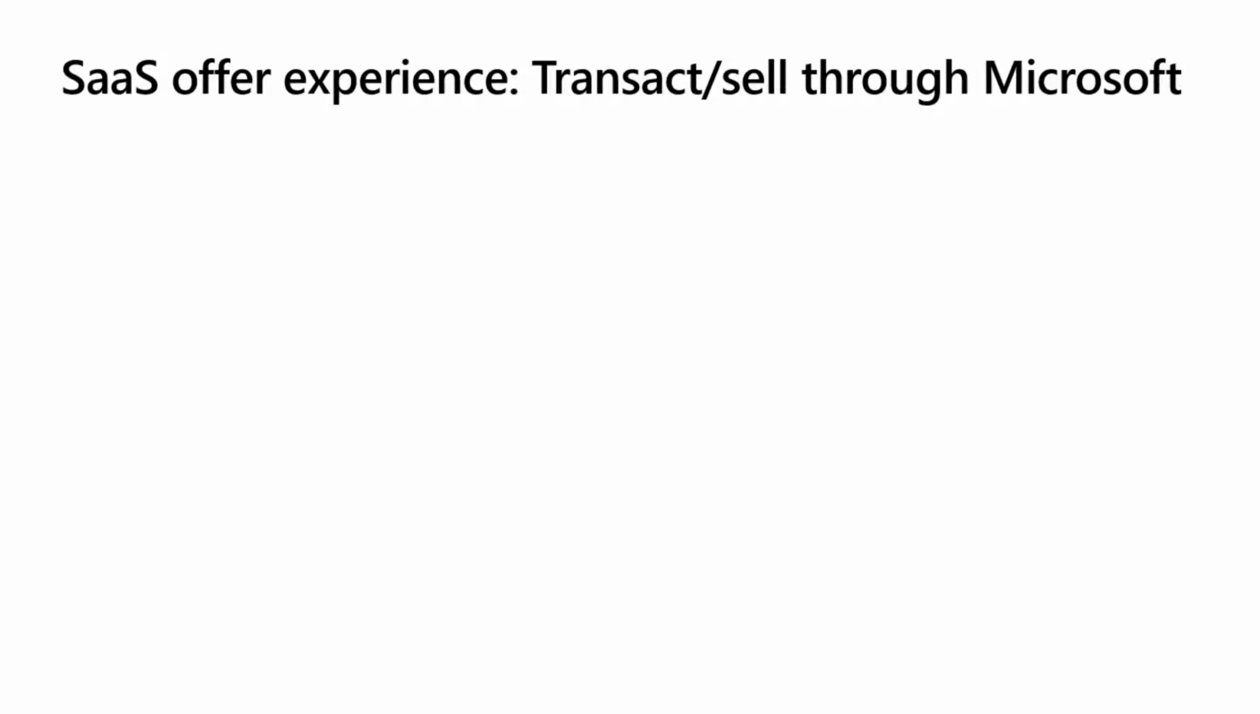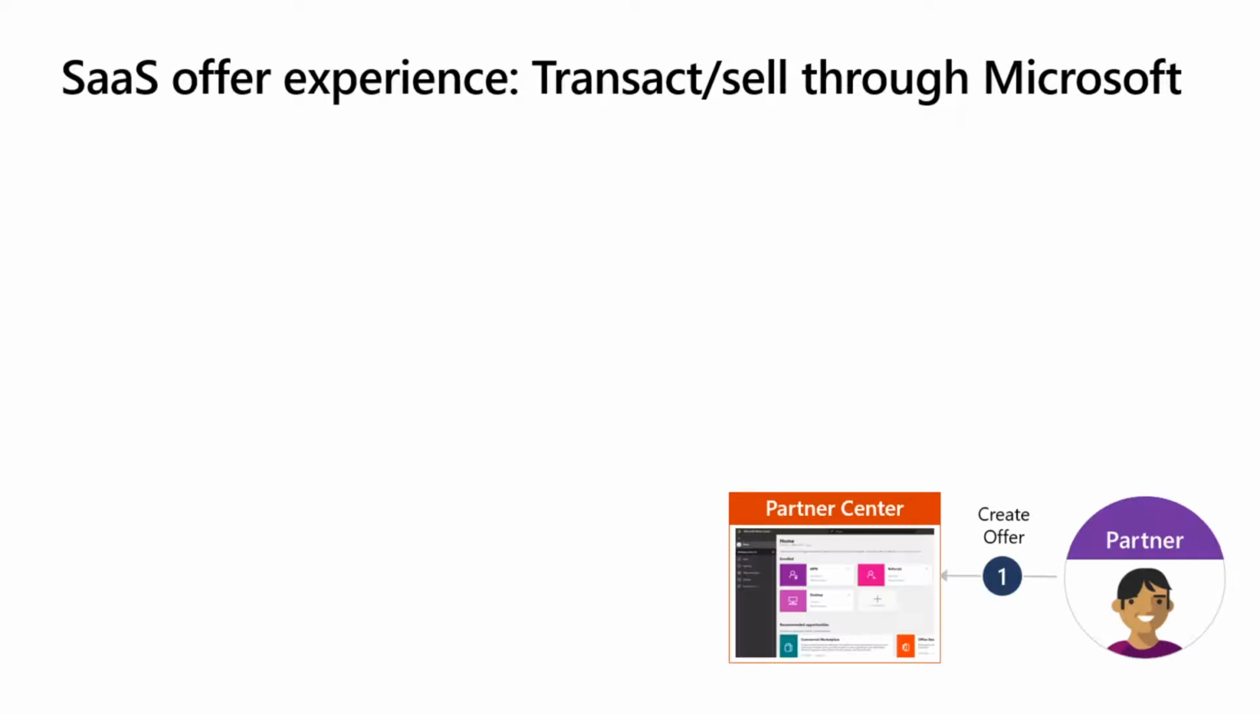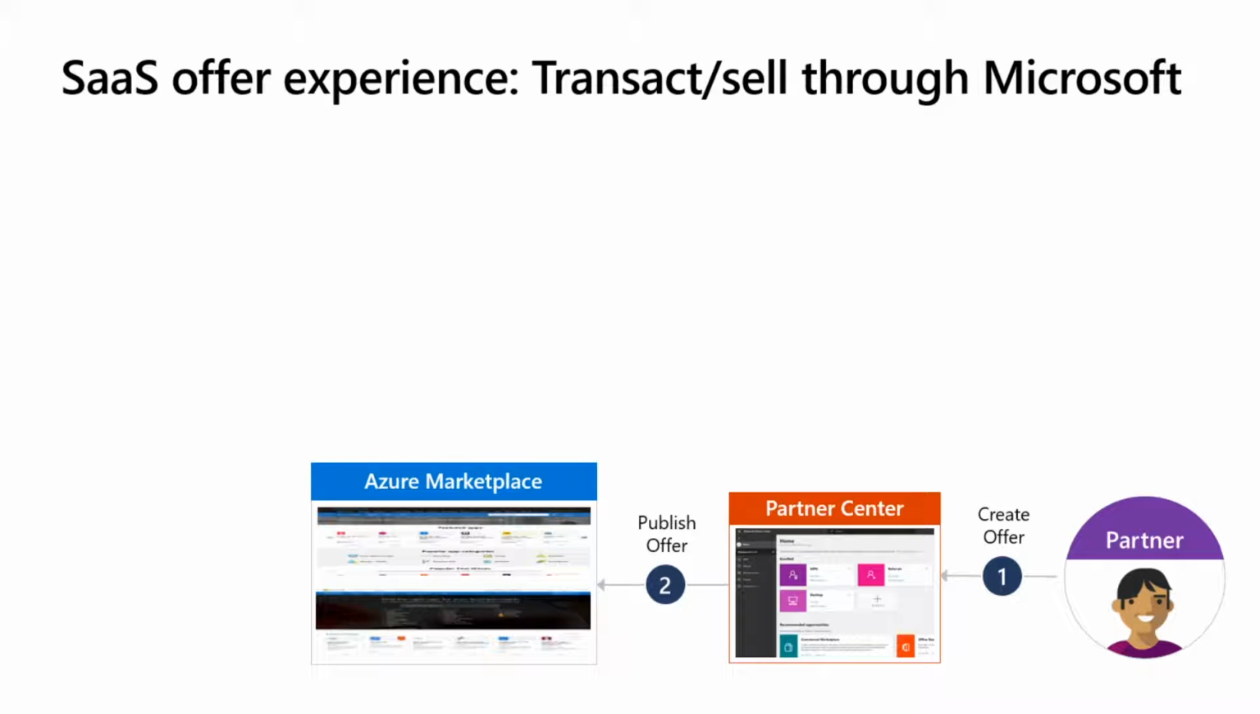So let me take you through how to enable the SaaS application, your solution, in the marketplace. The first thing you will do as a partner is go to the partner center. This is where you will configure your solution as an offer so your customer can see it. Following that, you will publish that offer and it will be in the Azure Marketplace for your customer to see and use.